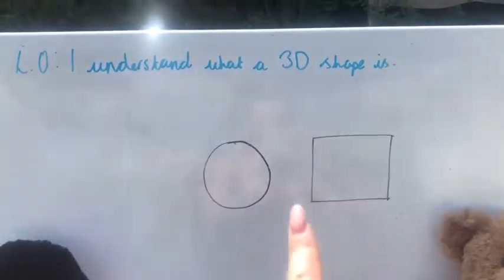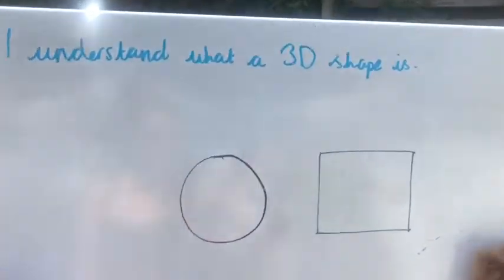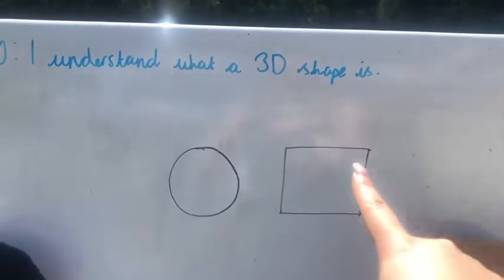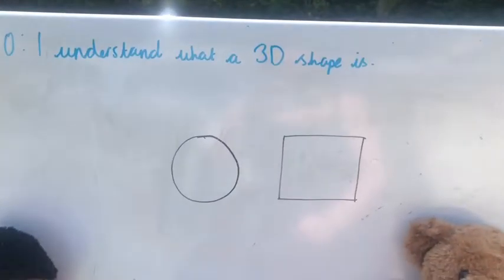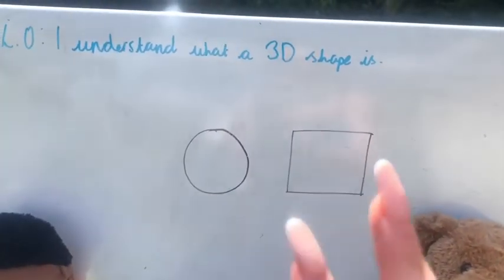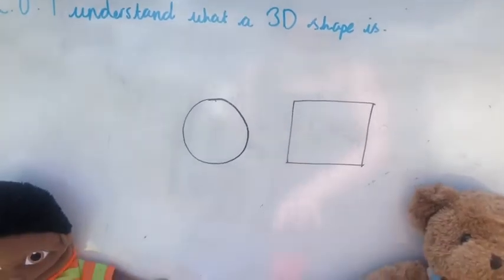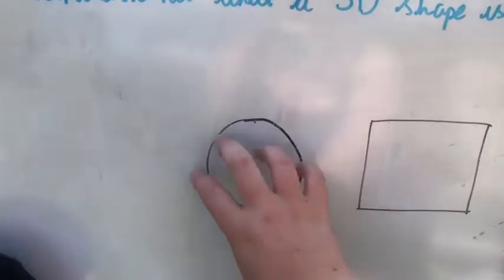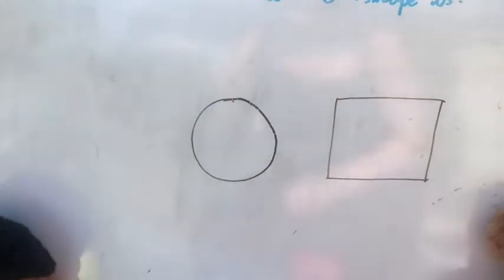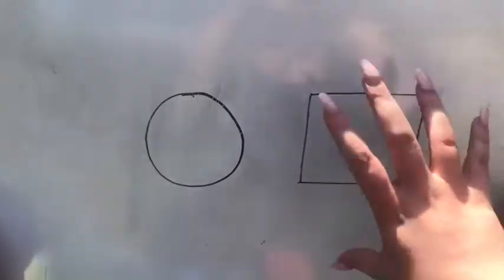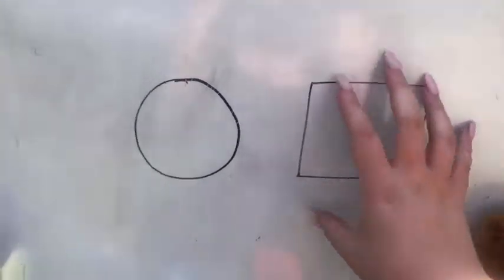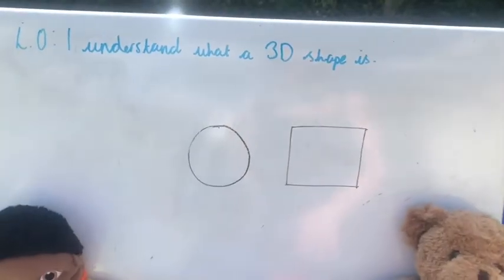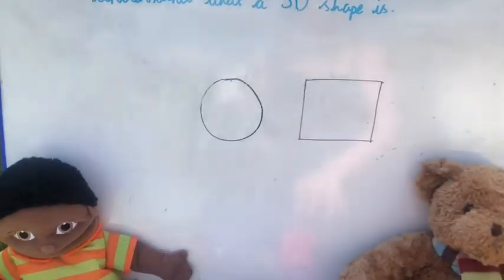Okay, so on my board I've got some learning from last week. So what have we got here, everybody? Yes, we've got a circle. And what have we got here? We've got a square. Now these shapes we call 2D shapes. They are flat shapes, okay? So I'm going to pick up my circle. I'll pick up my square. I can't pick it up. That's because they're 2D flat shapes.